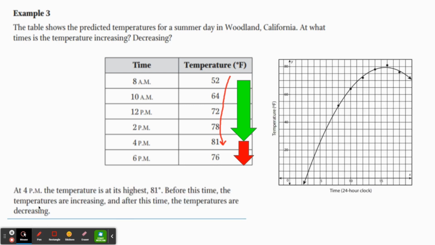So we can make a graph here that resembles a quadratic. And that maximum value is going to be around 4 p.m. And that's going to do it for this section.